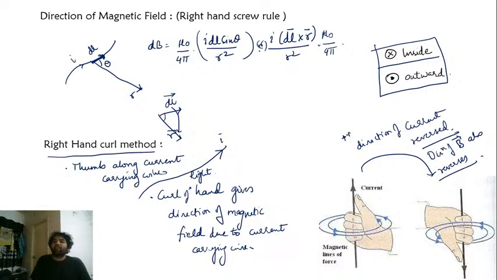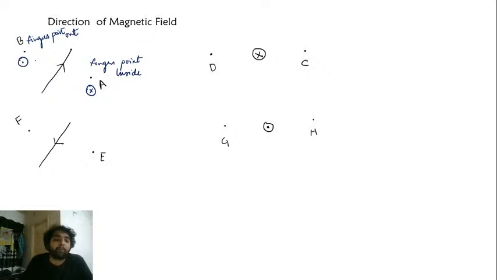Very important point. So current and magnetic field are thus very closely related and are very friendly with each other. ठीक है. तो यहाँ पे क्या होगा? I won't even solve this problem. At E the value will be outwards and at F the value will be inwards.